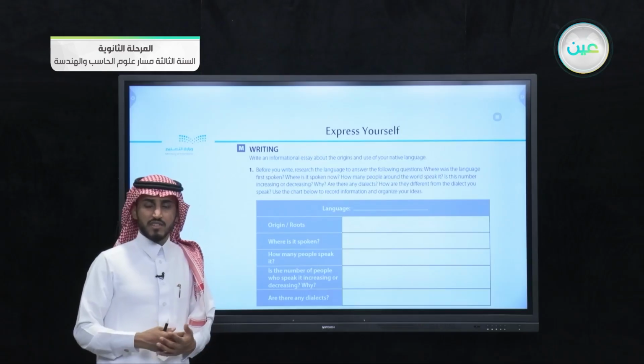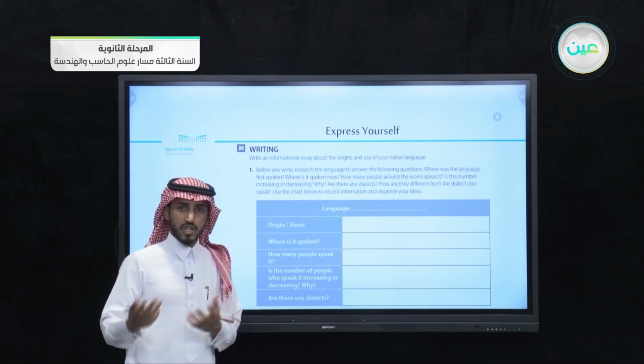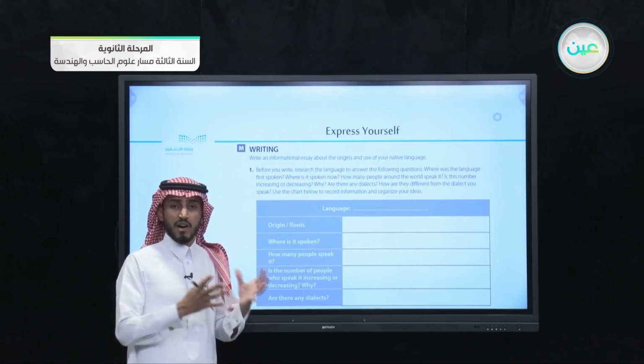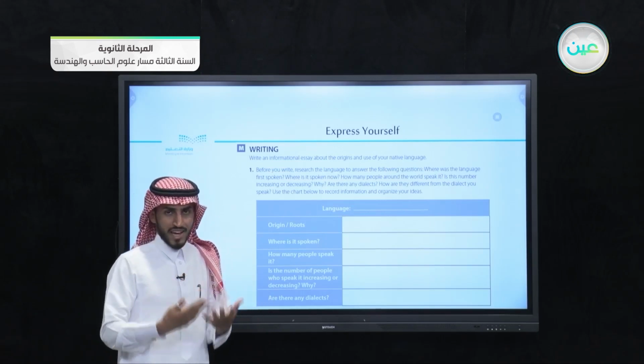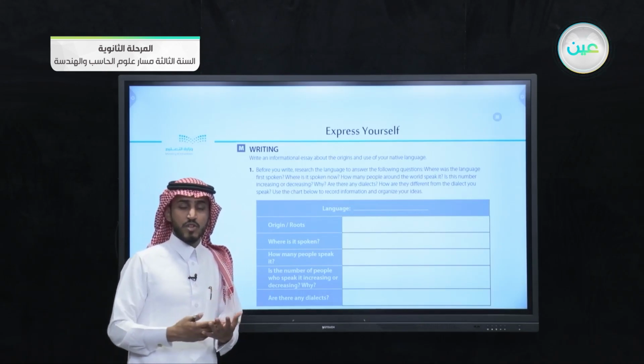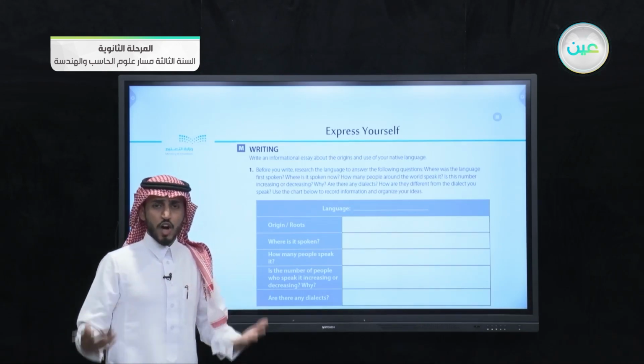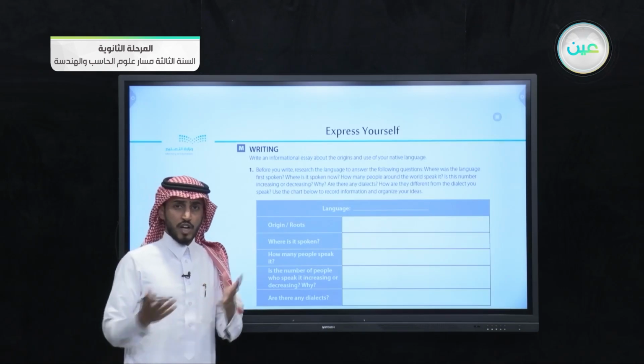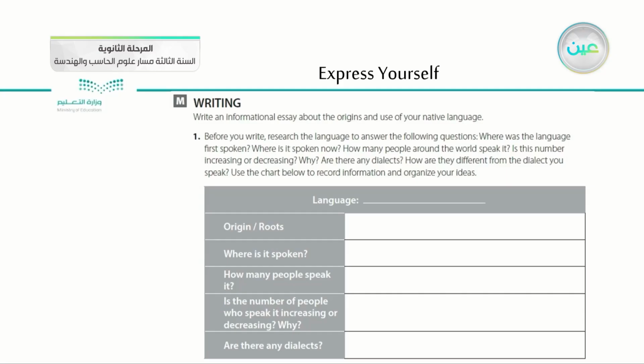In the previous part, you have learned how to compare between two languages. Now in this part, we want you to write an informative essay to give an overview of your own native language. Before you write, research the language. So don't start writing depending on the knowledge you have. Start researching the language to answer the following questions.